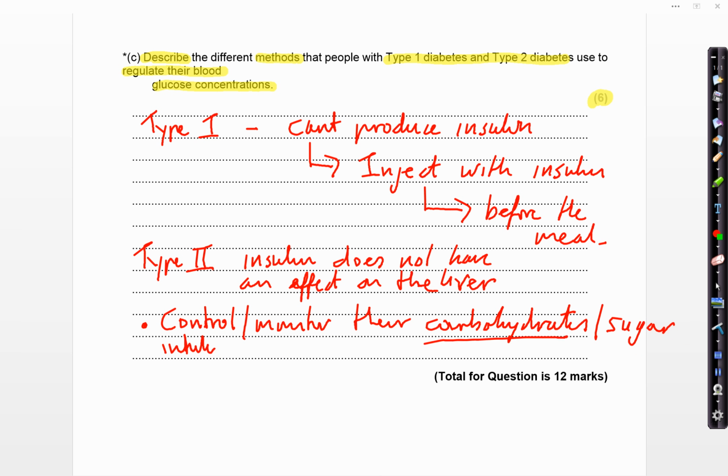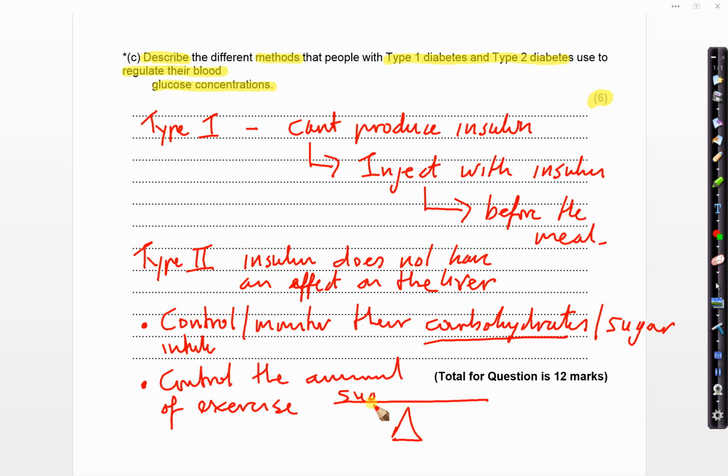Okay. What else do they do? They also control or monitor the amount of exercise that they do. So what we have here is a bit of a balancing act between the sugar that's consumed and, of course, sugar is used or oxidized, burned off by the amount of exercise you do. So if you can balance these two things, you can regulate your glucose concentration. So just remembering that the liver is resistant to the insulin that is produced in these type 2 diabetics. And there's plenty of information there for you to pick up your 6 marks. It's just important that you link up and you write these ideas coherently. Taking them one at a time would be the best way to do that.